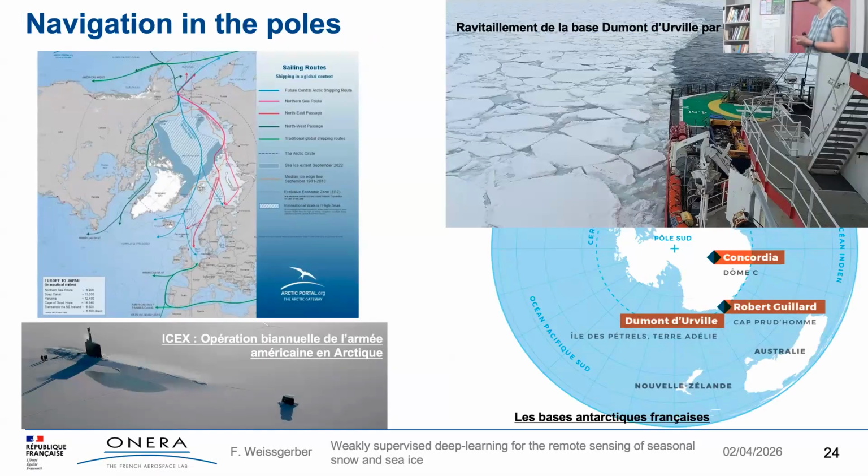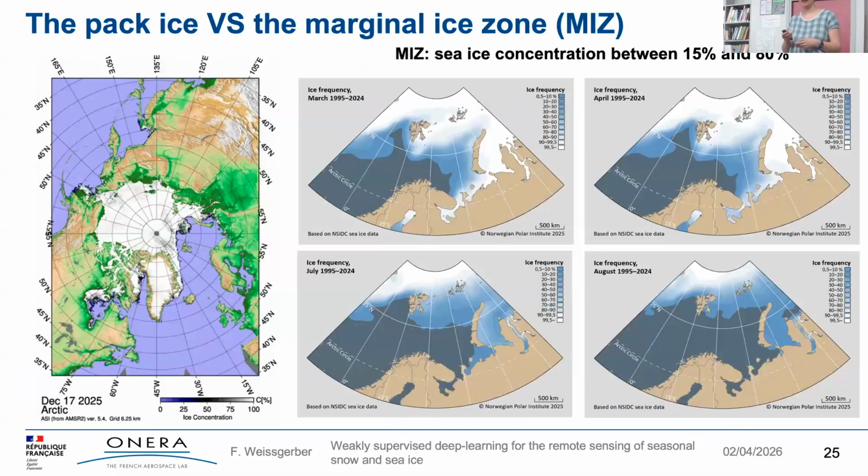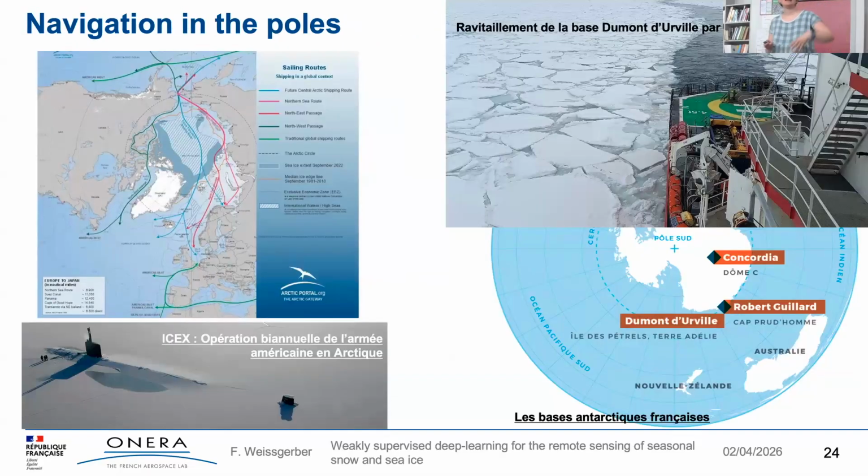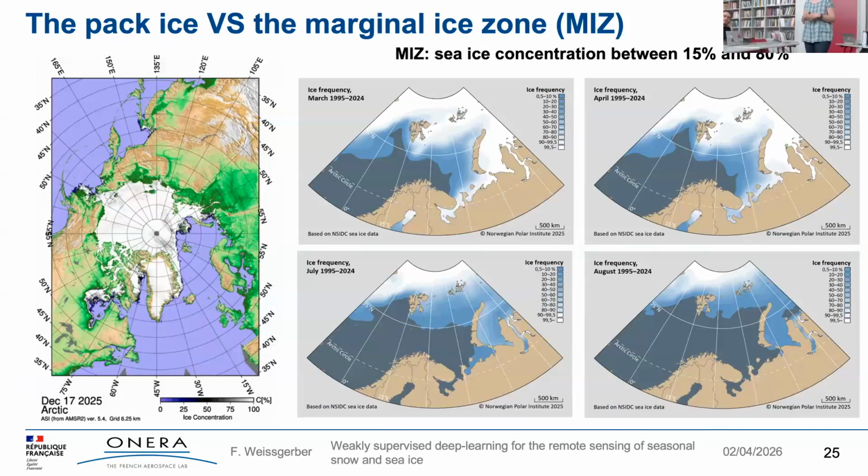It's navigation at the poles. So in the Arctic, some people, not including myself, dream of crossing the Arctic with ships. For now, it's hard to cross, and you can only do it in summer. There is also, of course, a military interest in the Arctic, and the same in the Antarctic. So in France, we have bases in Antarctica, so we need to know when to navigate to get food to this station. So I will also introduce you to a concept, which is the marginal ice zone.